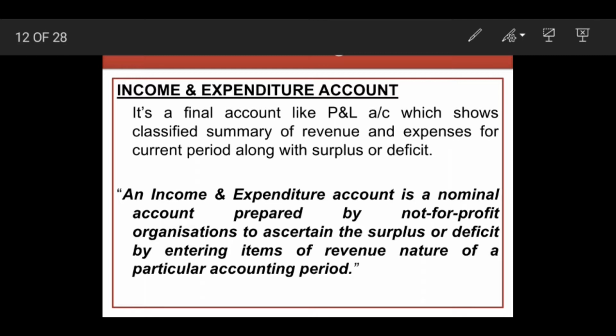It contains only revenue items for a particular accounting period, and it is prepared to find out the surplus or deficit incurred by these institutions for a particular accounting period.